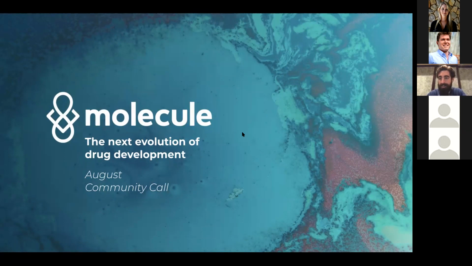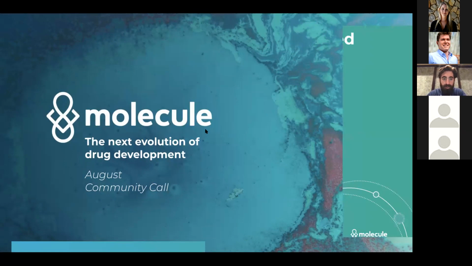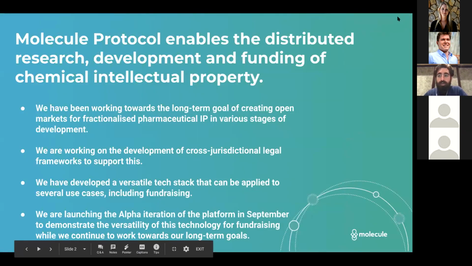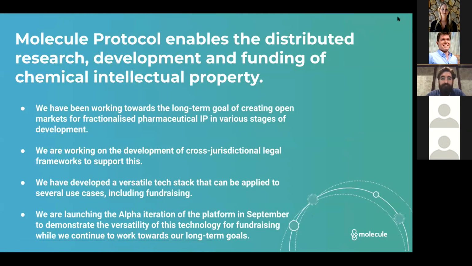Paul actually touched on a little bit of what I'm going to be talking about today. As many of you know, the core goals for Molecule in the long run are to really distribute research, development, and funding of chemical intellectual property. And we have been working towards this long-term goal of creating open markets for fractionalized pharmaceutical IP at various stages of development for almost a year now.